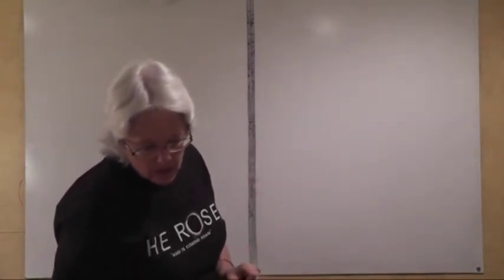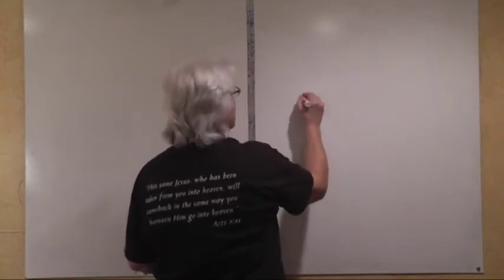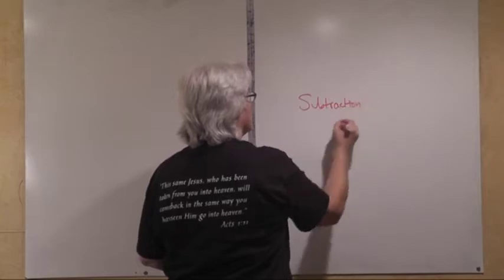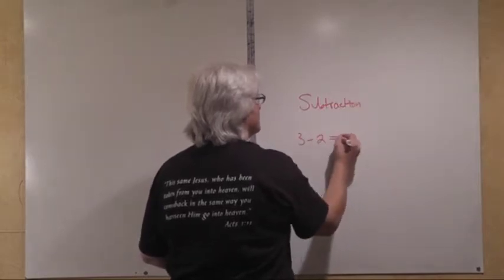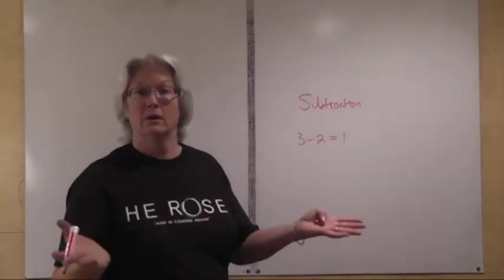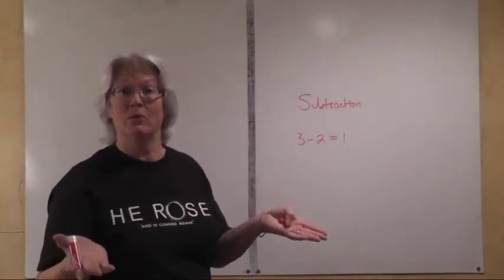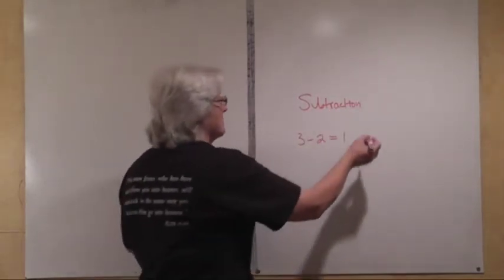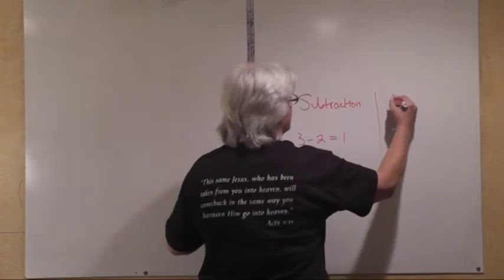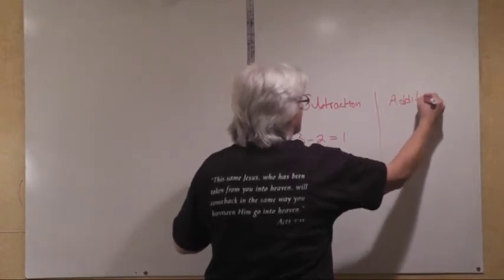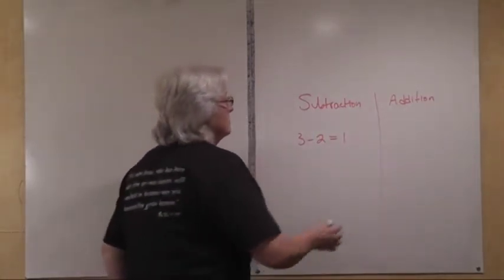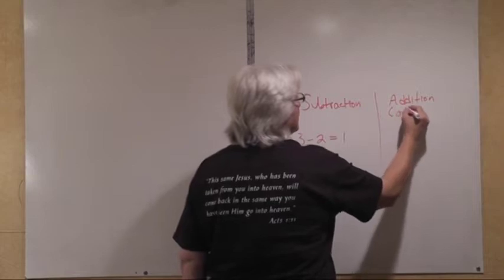Now, look at these 2 examples here. I want to show you, we have subtraction here. Three minus 2 is equal to 1. Never believe that 3 minus 2 is equal to 1 would be in a pre-algebra class, right? Subtraction. What about addition? How can we do that same thing? Well, we're going to add the opposite.